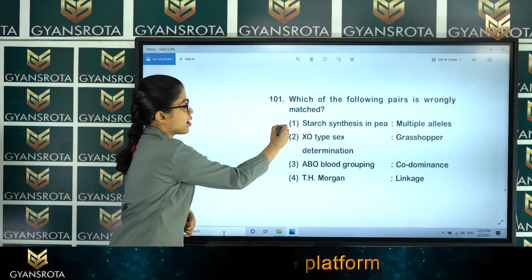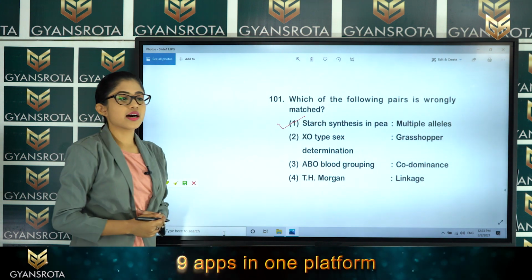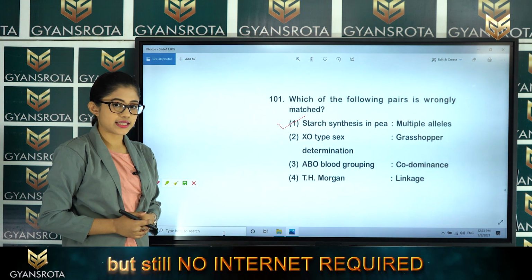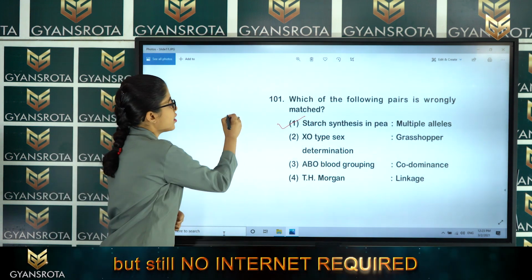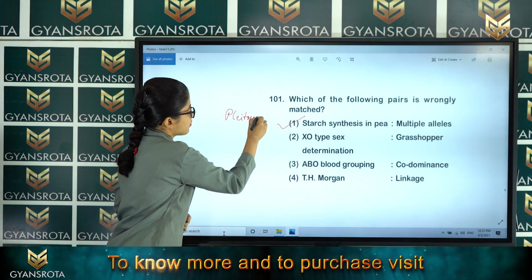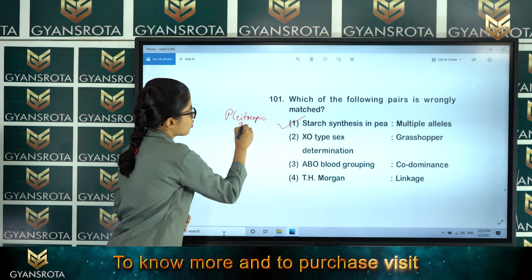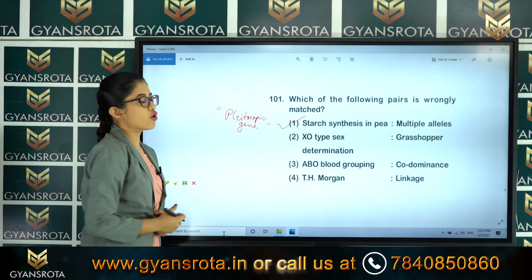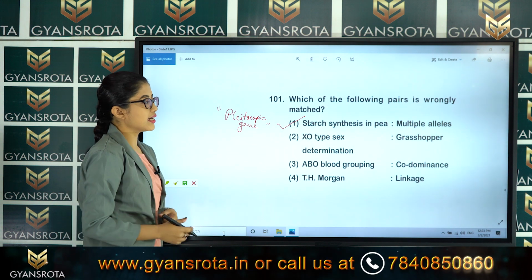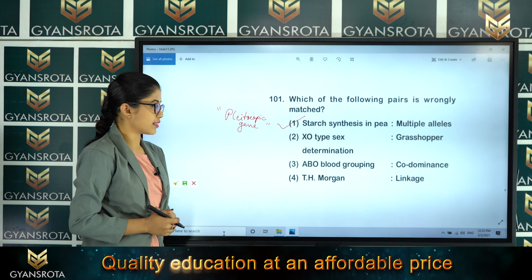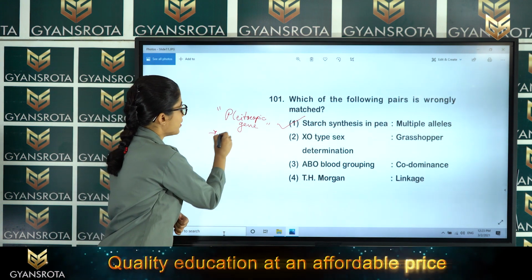In option number 1, it is said that starch synthesis in pea is of multiple allelism, whereas it is actually a pleiotropic gene, right? So we have already discussed that in the chapter, but it is wrongly matched, and it is said that starch synthesis in pea is actually multiple allelism, but it is of pleiotropy.